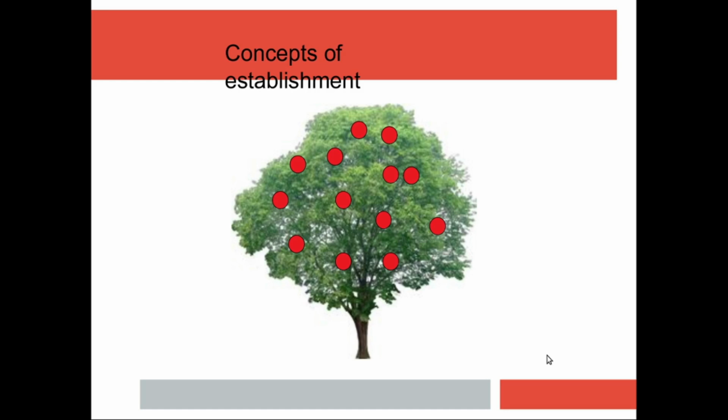So true establishment for plants is when it can produce fruits. Individuals that do not produce dispersal forms represent sink populations.